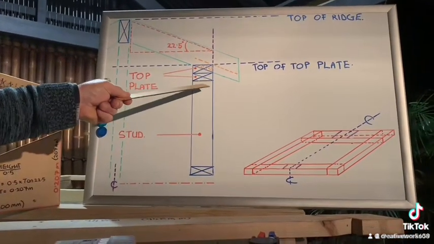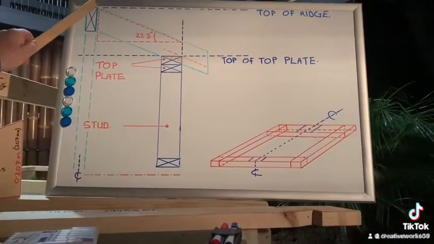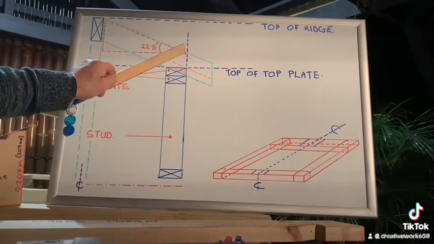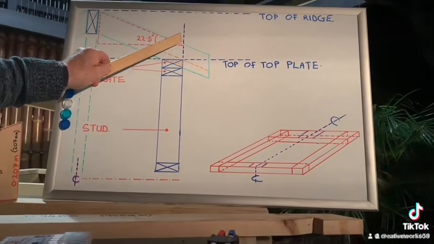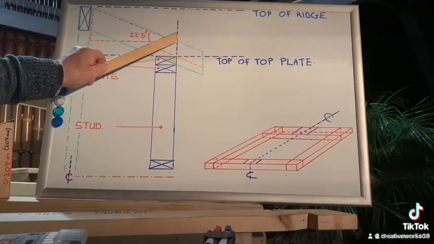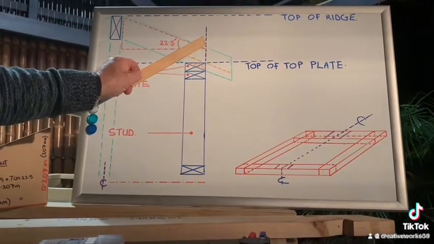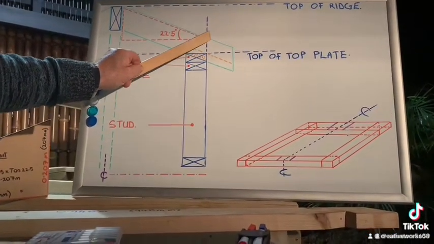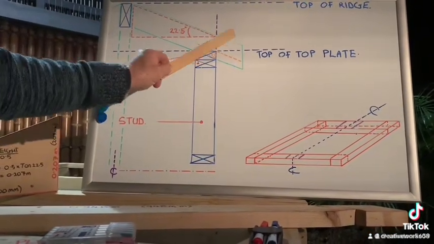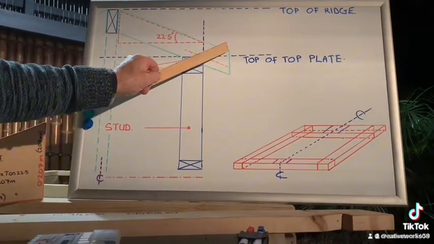Double top plates, we've got our stud and we've got our bottom plate. The rafter length is from that point to that point. And then obviously we've got our overhang, which you can nominate, I think I nominated 100 millimeters on my previous model. And that's the total rafter length from the ridge to that point there.